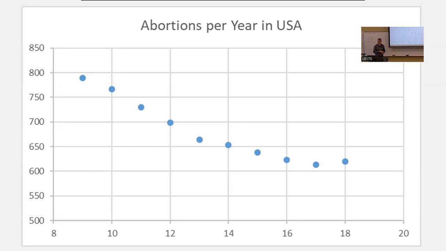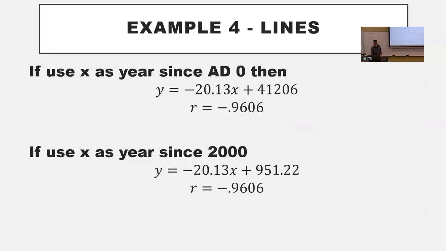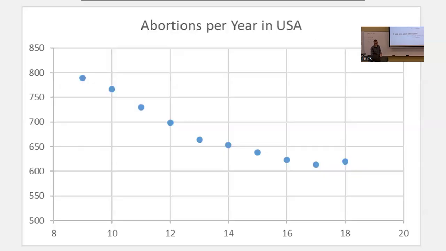Okay. So people will put an arbitrary year as the start. So in this case, it was years since 2000. So 2008 would be 8. Other times, people would use 2008 as year 0, and then 2009 is year 1, and 2010 is year 2, et cetera, et cetera, et cetera. You know what I mean?